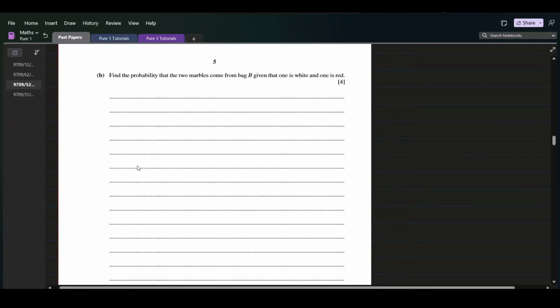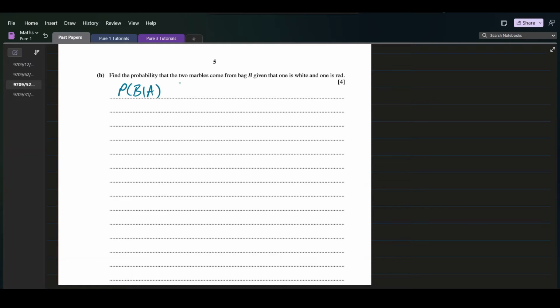Part B. Find the probability that the 2 marbles come from bag B given that one is white and one is red. So this is conditional probability, and our formula is the probability of B given A is equal to the probability of A intersection B over the probability of A. So in this case, A is our given event, given that one is white and one is red. So 1 W and 1 red.